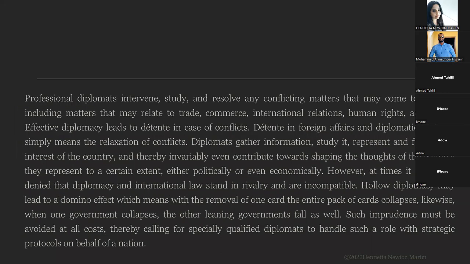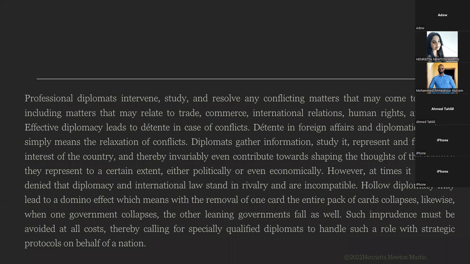Next is professional diplomats intervene, study, and resolve any conflicting matters that may come to the fore, including matters that may relate to trade, commerce, international relations, human rights, and so on. Now, what is effective diplomacy? We can call diplomacy effective when it leads to detente in case of conflicts. What is this detente? Detente in foreign affairs and diplomatic parlance simply means the relaxation of conflicts. In the fourth line of the slide, you can see the word detente, D-E apostrophe T-E-N-T-E.